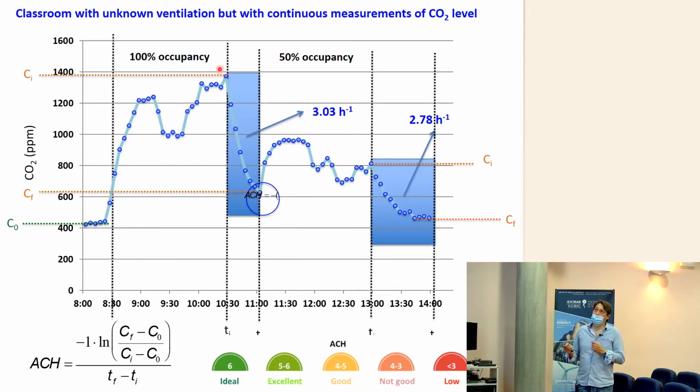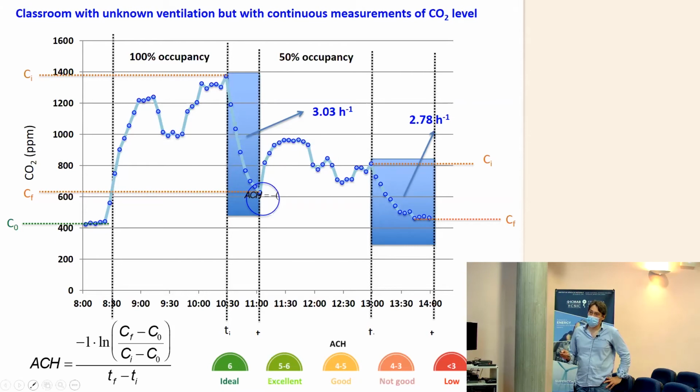But what we have is that at some point, all the students left the room and the level of CO2 goes down. Then they go again to the room. As you can see, 30 minutes of ventilation was not enough to reach the low level. So the first thing we learn is that with the ventilation of this room, they need more than 30 minutes to get rid of all the CO2, okay? Then they have 50% occupancy, a different lecture, and then you have a decay again.